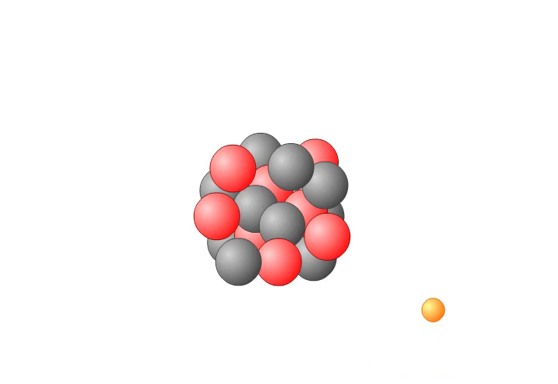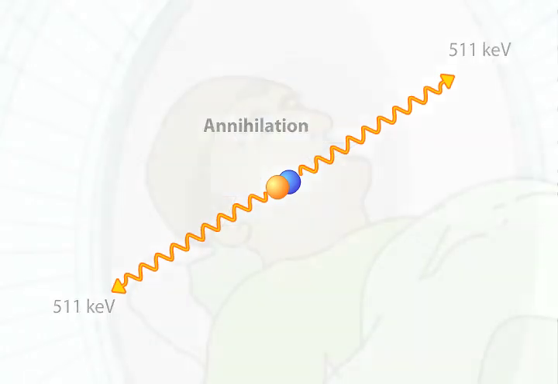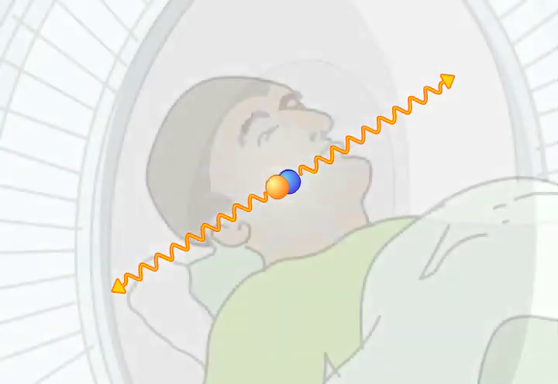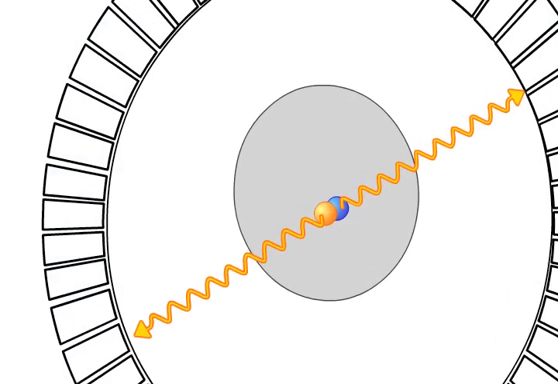The emitted positron travels only a short distance before encountering a nearby electron. The two particles combine and annihilate each other, resulting in the emission of two high-energy 511 keV gamma rays in opposite directions. The gamma rays easily pass through the body and are detected by the electronics of the tomograph.